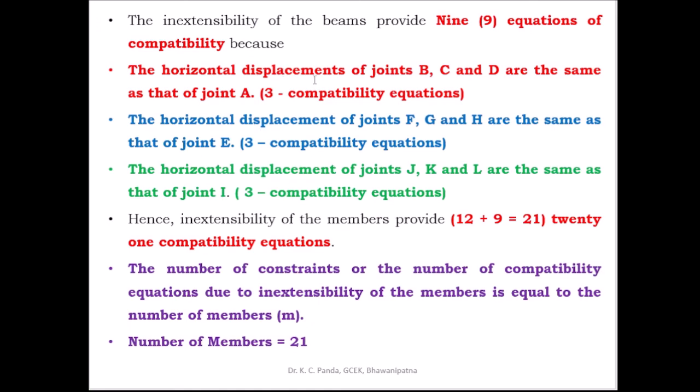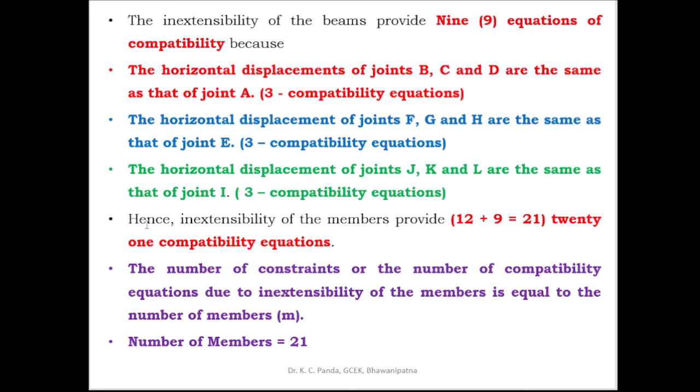So here the horizontal displacement of joints B, C, D are the same as that of joint A. So this provides 3 compatibility equations. Similarly, the horizontal displacement of joints F, G, H are the same as that of joint E. So this also provides 3 compatibility equations. Then the horizontal displacement of joints J, K, L are the same as joint I. So this also provides 3 compatibility equations. So the total number of compatibility equations from the beam constraint is equal to 9. These 9 equations of compatibility provide the inextensibility of the beams.